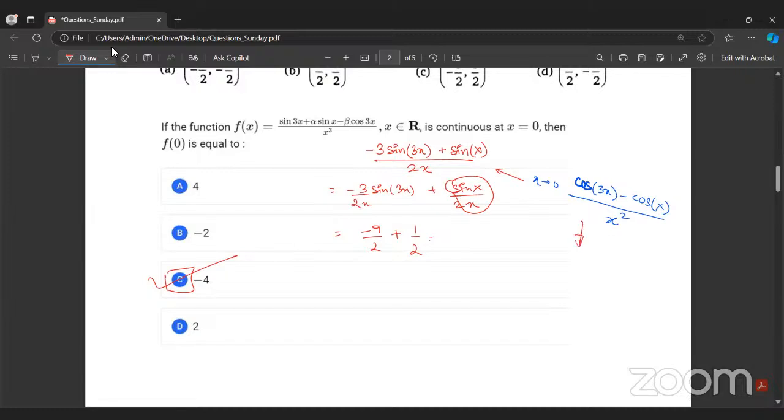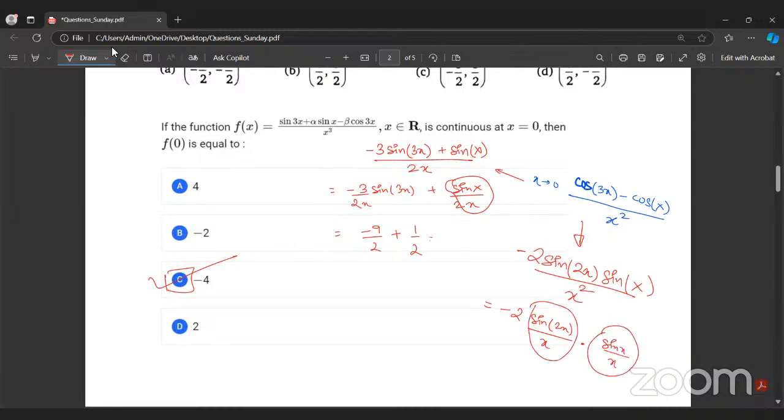Okay, let's do it right now. So can you tell me what is cos A minus cos B? Minus 2 sine A plus B by 2 and sine A minus B by 2, right? Whole divided by x square. So you give one x over here and one x over here. So it will be minus 2 sine 2x by x into sine x by x. This thing is 1, this thing is 2. So minus 2 into 2, so minus 4 again. I get my same answer, right?